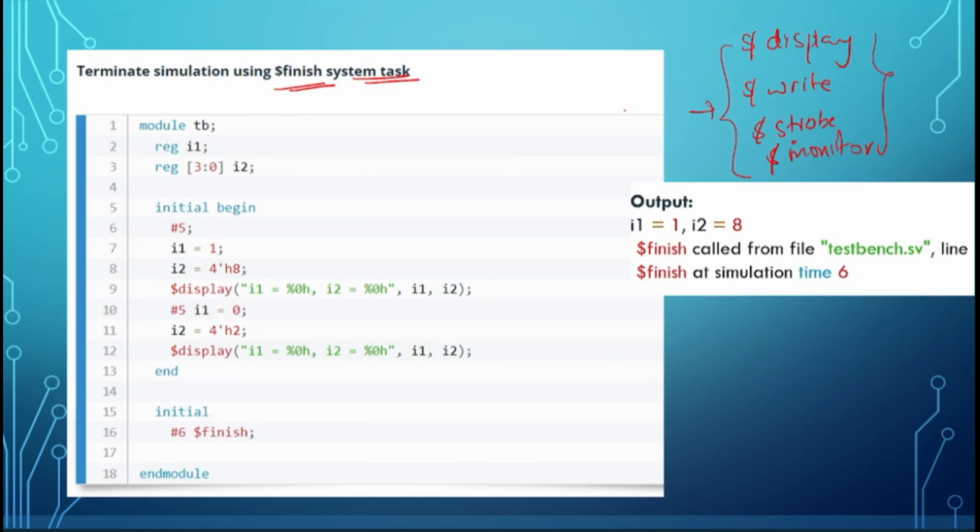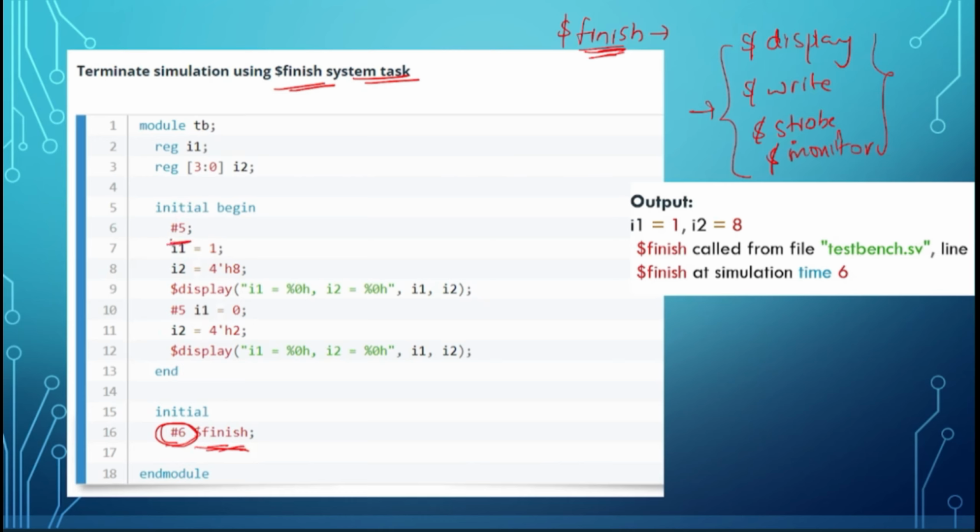So now along with these four, you have some more system tasks. One among them is $finish. From the name itself you could say, in order to terminate your execution, in order to stop your execution, you will be using this $finish. So whenever you give $finish with a particular time delay, your execution will be stopped at that particular time itself.